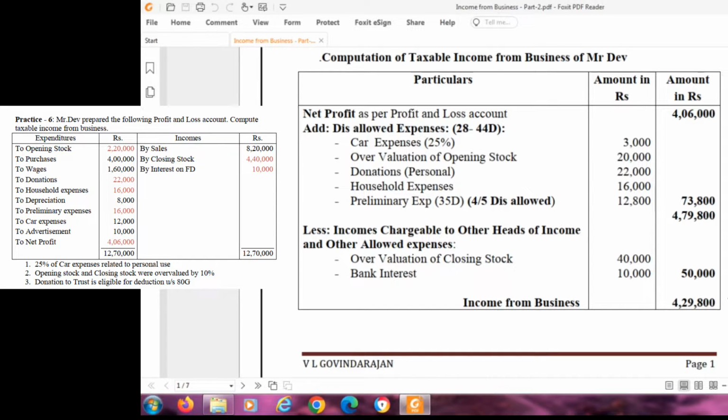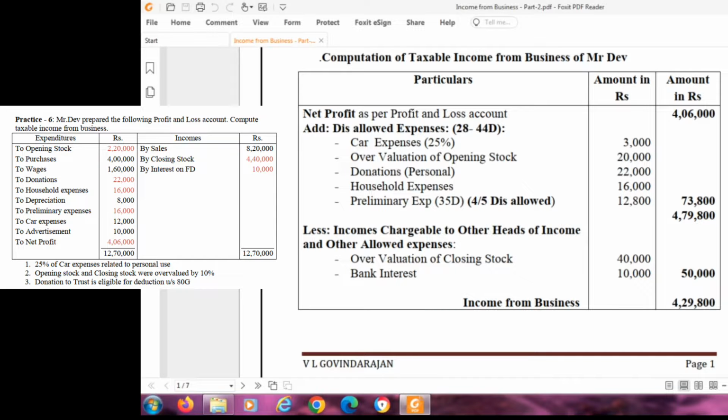Okay. Next, donation to trust is eligible for deduction under 80G. Any donation is a personal item, so it will be added under disallowed expenses, 22,000. So all the adjustments we covered. Let me go for the debit side of the profit and loss account. Opening stock finished, purchases business nature, wages business nature, donations are added, household expenses, it's a personal nature, we have to add.